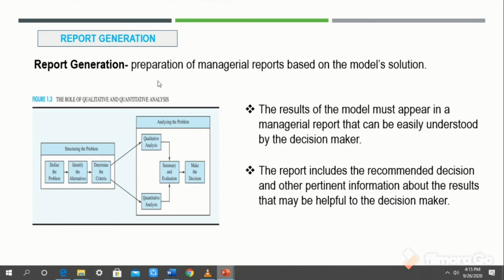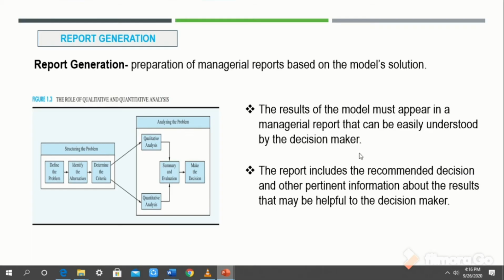Report generation is the preparation of managerial reports based on the model's solution. Based on Figure 1.3, this is the role of qualitative and quantitative analysis. So in report generation, the result of the model must appear in a managerial report and can be easily understood by the decision maker. Take note of that.